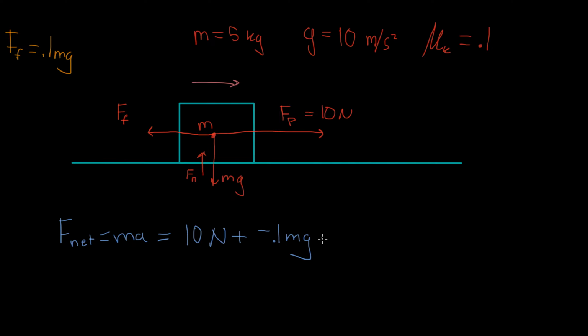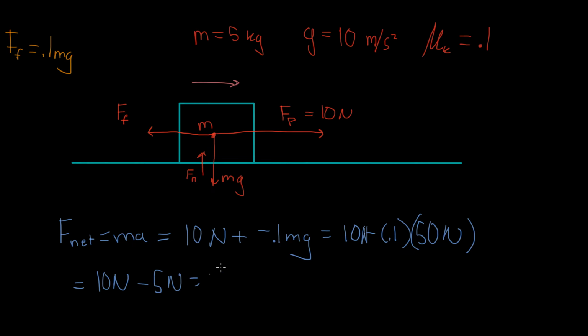And so this gets us, if we solve everything out, times 0.1, and then mg is going to be 5 times 10, which is 50 newtons. Then we have our 10 newtons here, and this will come out to 10 newtons minus 5 newtons. This gives us a total net force on this object of 5 newtons, including friction.